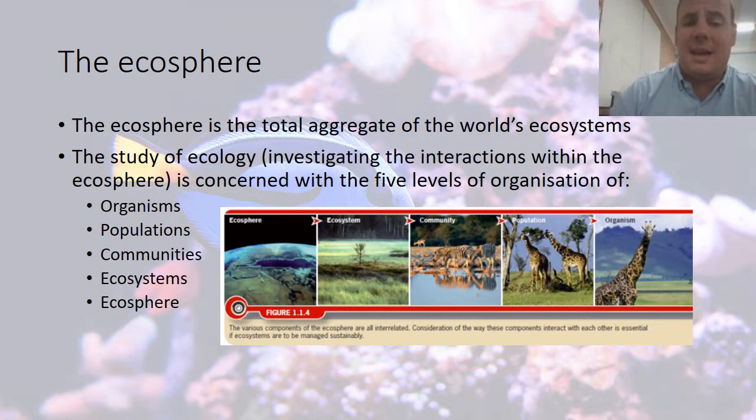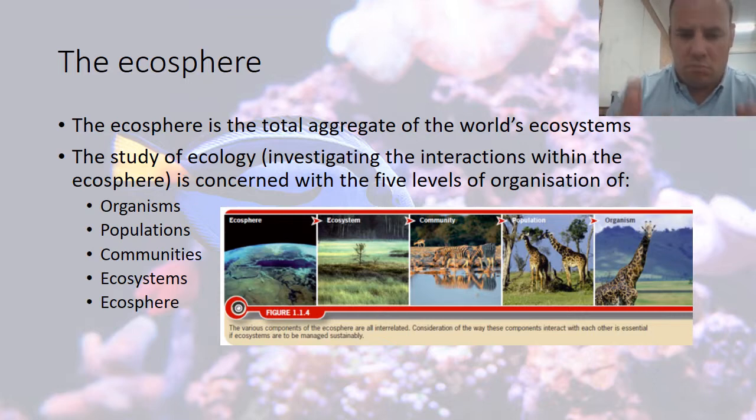What we have is the ecosphere. We looked at biophysical interactions. We looked at four spheres. Well, there are more spheres, and this is just one of them. The ecosphere is the total aggregate of the world's ecosystems. The study of ecology, investigating the interactions with the ecosphere, is concerned with the five levels of organisation: organisms, populations, communities, ecosystems, and ecosphere. The diagram shows you what we're talking about.